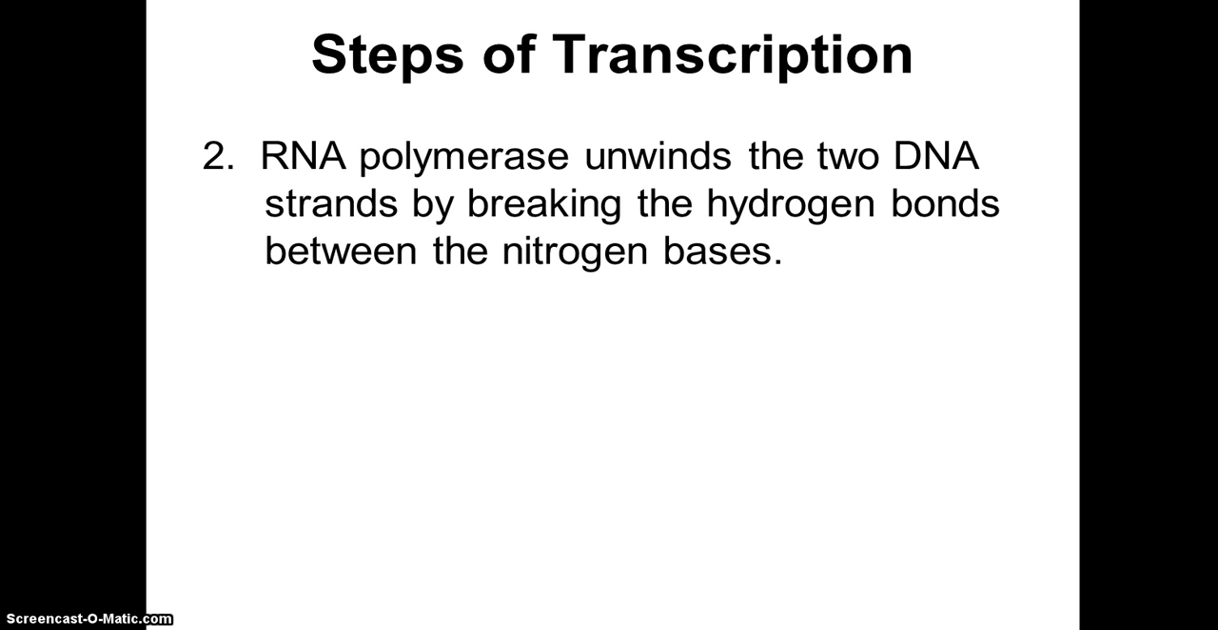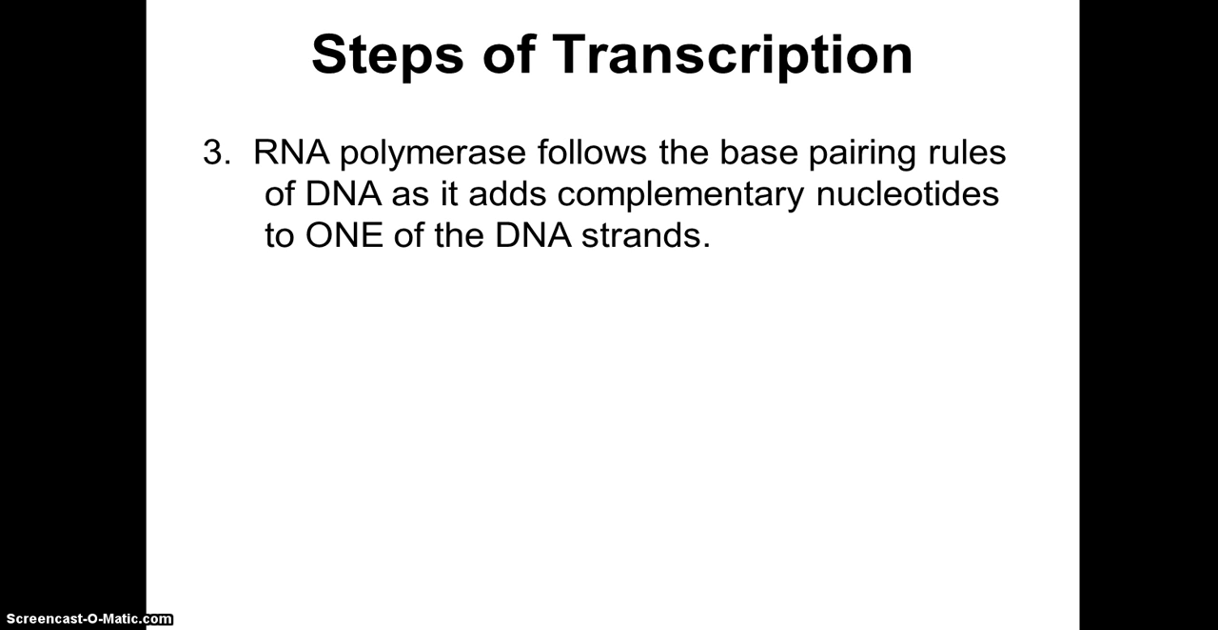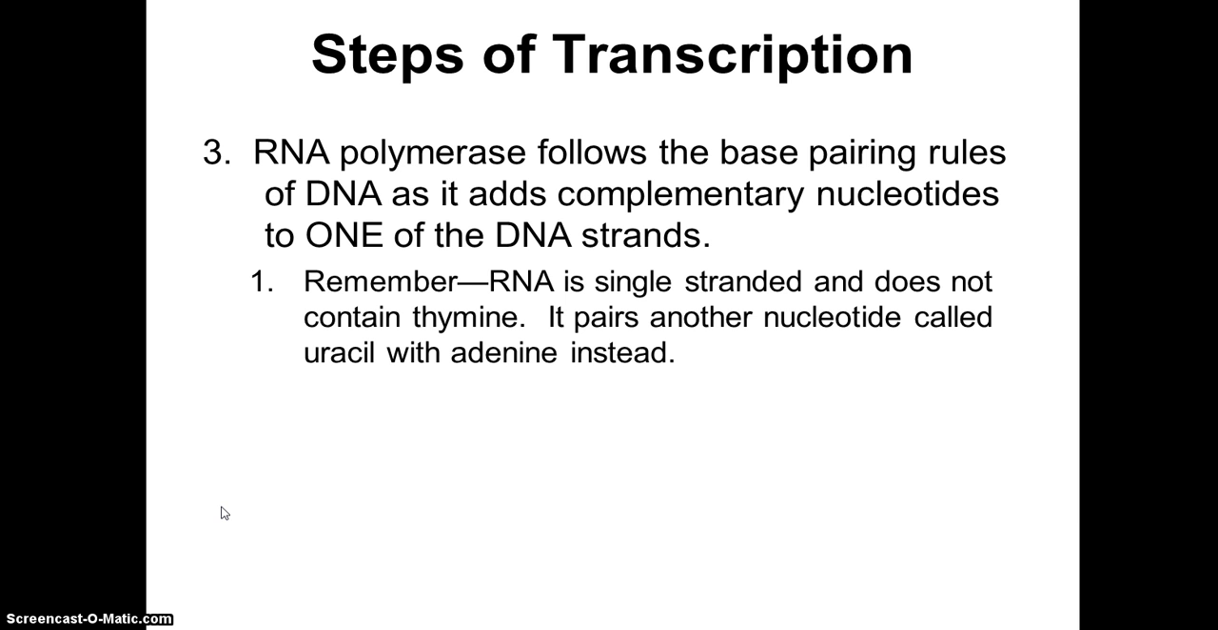Alright, step 2. DNA polymerase is going to unwind the 2 DNA strands just like DNA polymerase did, by breaking those hydrogen bonds between the nitrogen bases. And finally, as we keep going here, RNA polymerase is going to follow the base pairing rules of DNA as it adds complementary RNA nucleotides to one of the DNA strands. You have to remember, RNA is single-stranded and does not contain thymine. It pairs with another nucleotide called uracil whenever it comes across an adenine in the DNA.